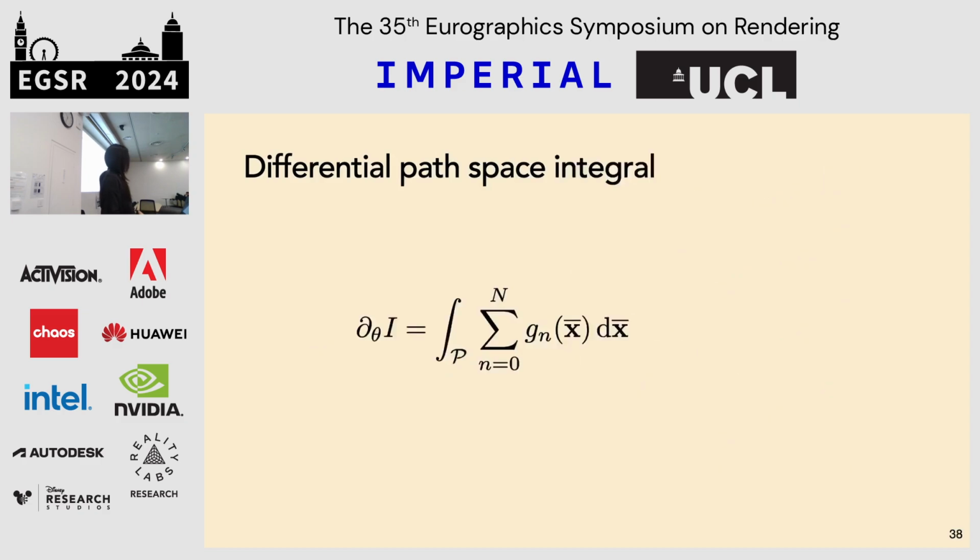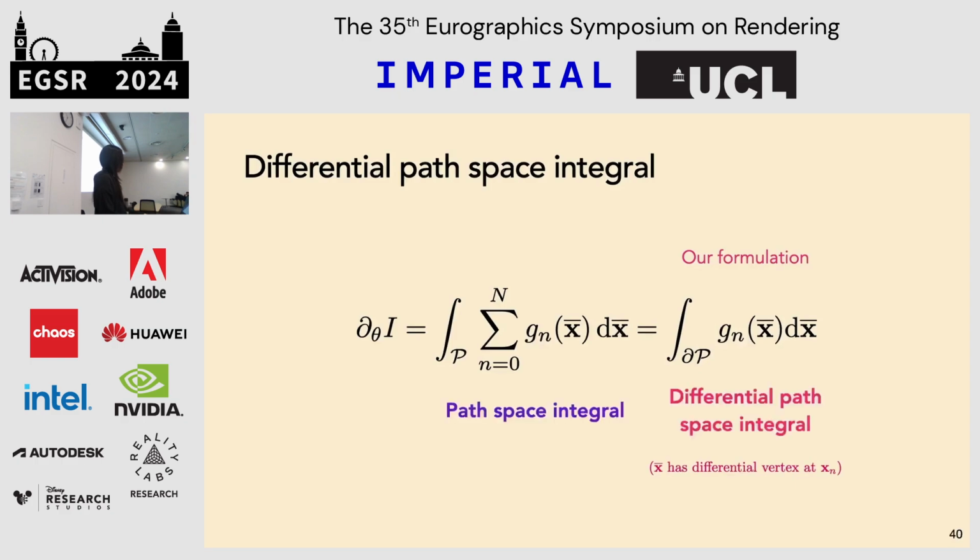And using the differential path space, we can rewrite our previous expression as an integral over the differential path space, which removes the summation that we previously had. So we call the previous formulation the path space integral and our new formulation the differential path space integral. And both of these formulations are useful, so I'll refer back to the first one later in the talk.